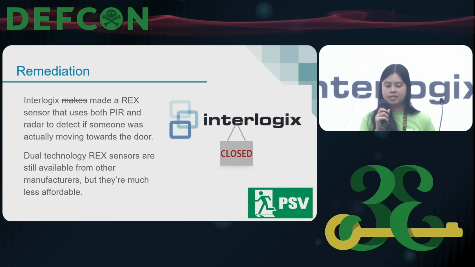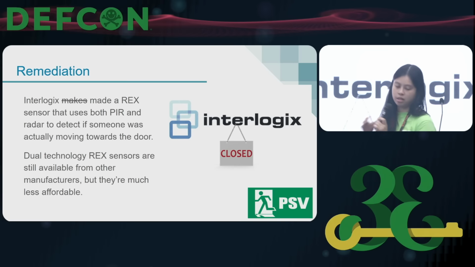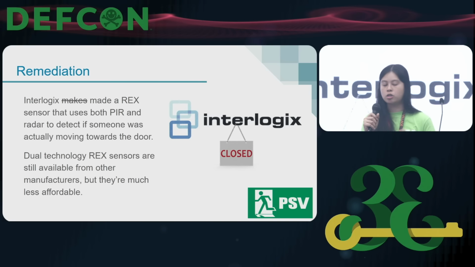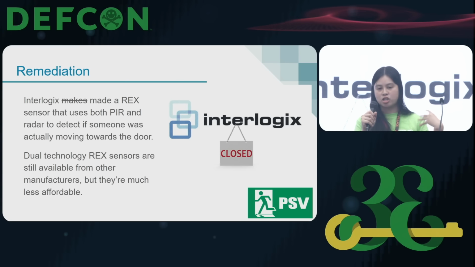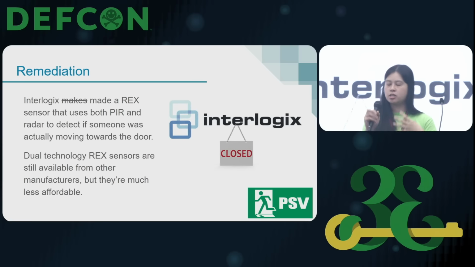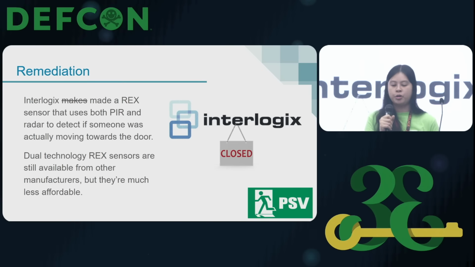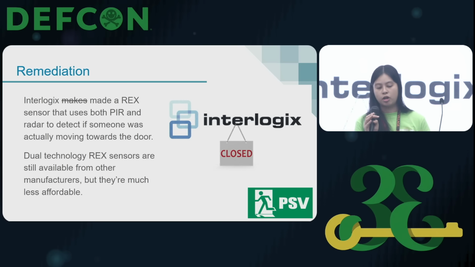So what do we do in this case? Well, there used to be this company called Interlogics, not sponsored, that used to make these rec sensors that not only used passive infrared, but also radar. So it would detect if something was actually moving towards the door instead of just, oh, there's a temperature difference from the rest of the room, so it's probably a person. These kinds of dual technology rec sensors are still available from other manufacturers, but on the scale of thousands of dollars per unit as opposed to hundreds of dollars per unit. But if this is something that concerns you as far as your own security goes, then it's something to look into and might be worth that investment.